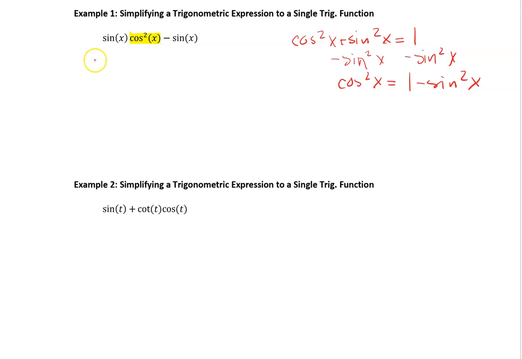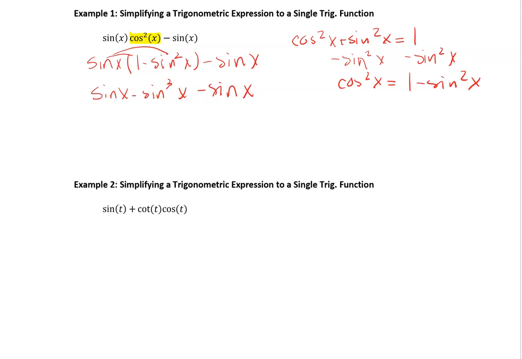And so I can come over here and I could say sine x times 1 minus sine squared x minus sine x. I'm going to distribute this out. This gives me sine x minus sine cubed x minus sine x. And because I'm taking sine x minus a sine x, those are actually going to cancel. And you can see in this problem, my final result would be negative sine cubed x.